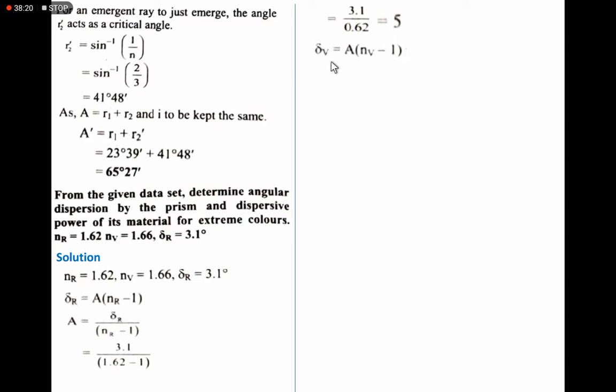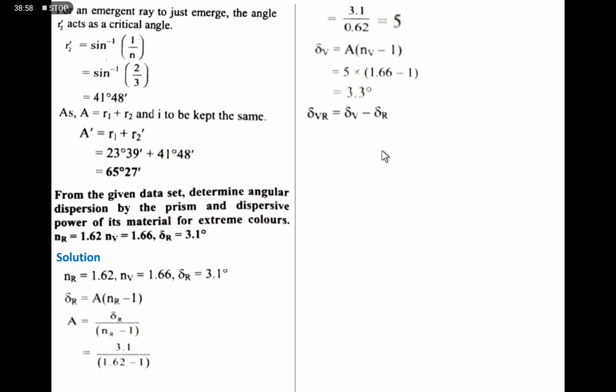Now delta V, nV is given. nV is the refractive index for violet color. A is 5, the refracting angle of the prism, into bracket 1.66, that is the refractive index of violet color, minus 1. So this becomes 0.66 into 5. This gives us 3.3 degrees. It is the angle of deviation for violet color. The angle of deviation for red color is given.